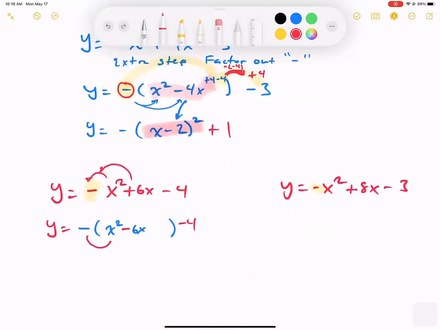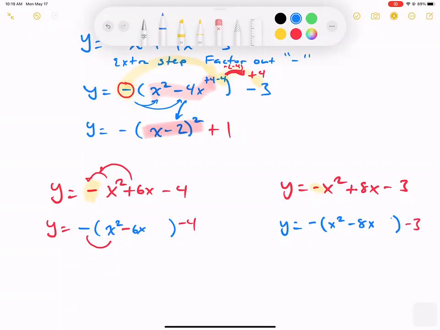Okay, let's do the second one. Let's see if you guys can do the second one yourself. Don't look at me while I'm doing it. Go ahead and try doing it yourself. Negative x squared plus 8x minus 3. What do we get rid of? Okay, what do we have left? Oh, don't forget to leave yourself some space. It's a lot easier if you leave yourself a little bit of space. Okay, now, great job. We're ready to go.